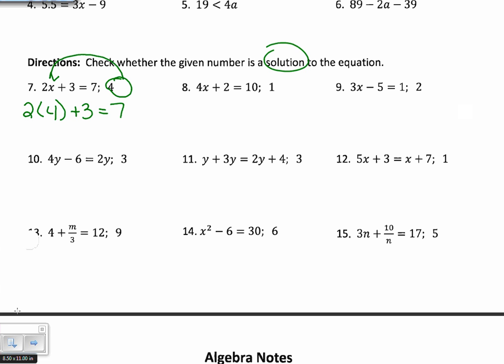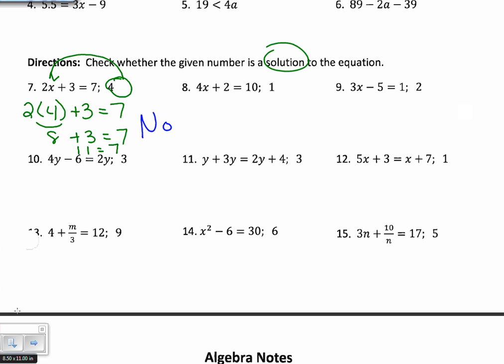We start order of operations with multiplication first. 2 times 4 is 8. Then we do our addition. 8 plus 3 is 11. So I end up with a sentence, 11 equals 7. Then we ask ourselves, does 11 equal 7? The answer here is no. 11 does not equal 7. Last time I checked, those weren't the same thing.